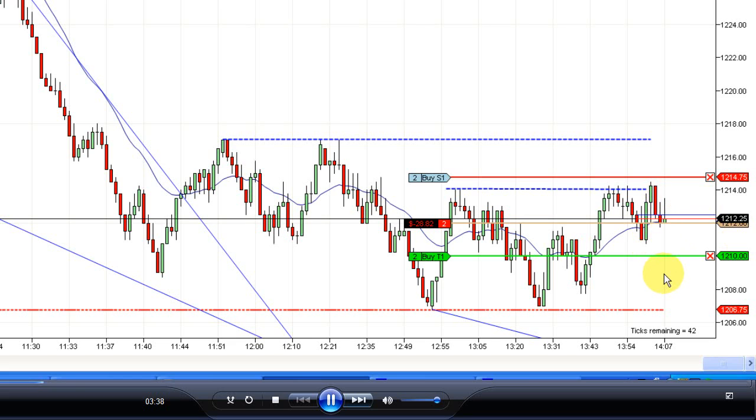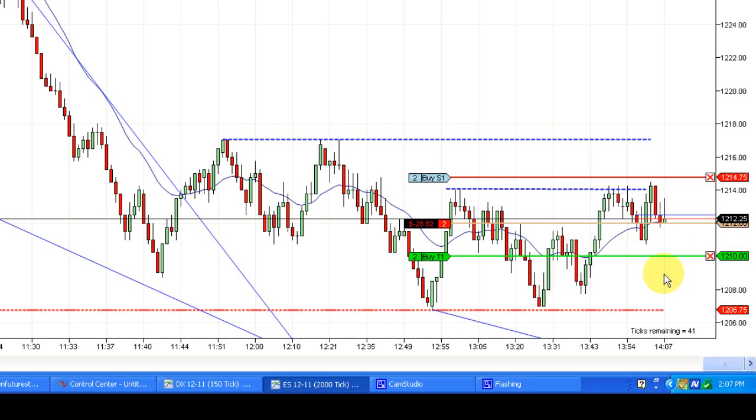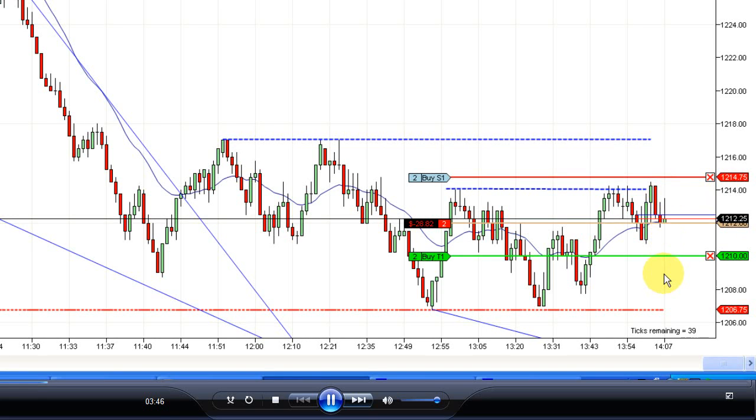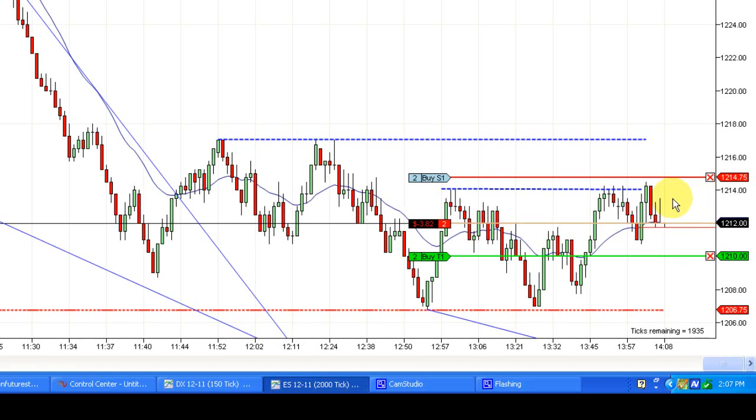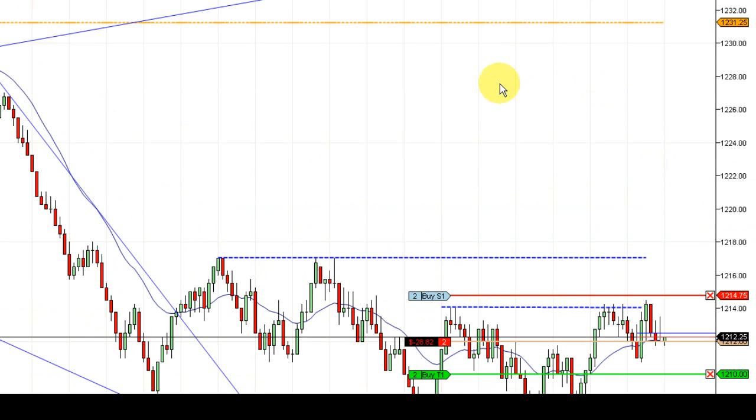And again, that's why I tell you, don't try to sneak in a trade early. Wait till the bar completes, because this is what will happen to you. You'll get trapped, just like these people got trapped right here. So we're just looking for this trade to follow through.